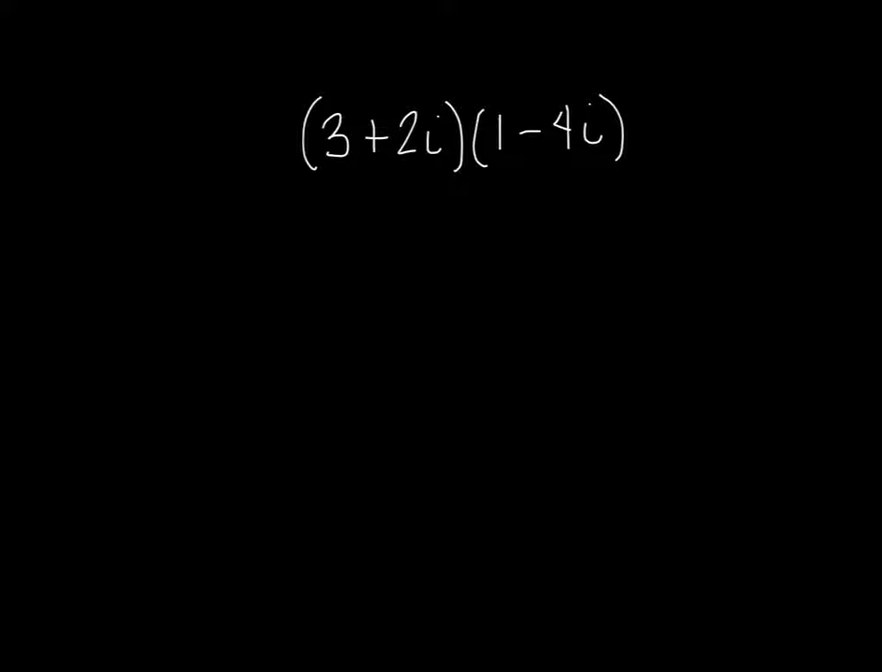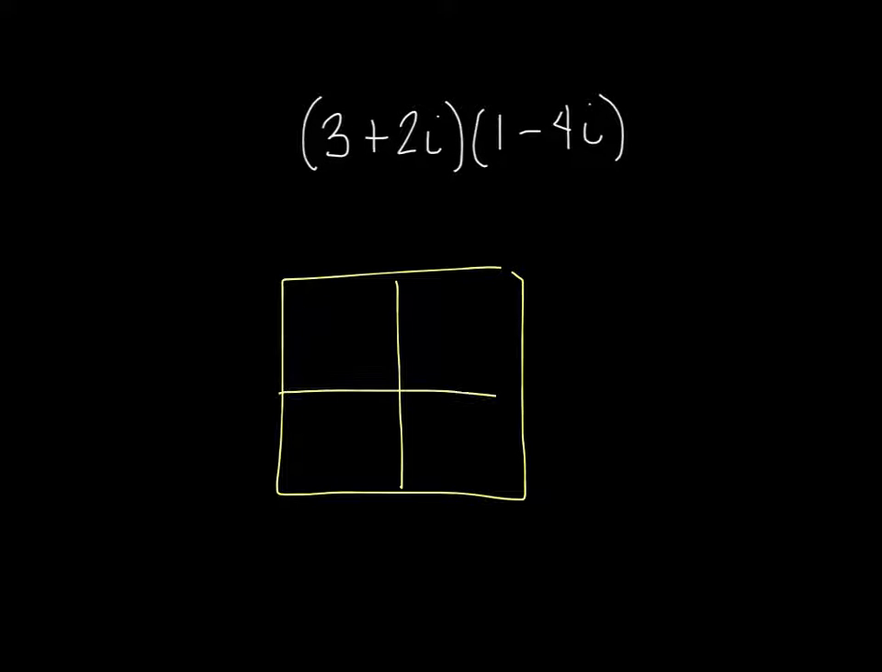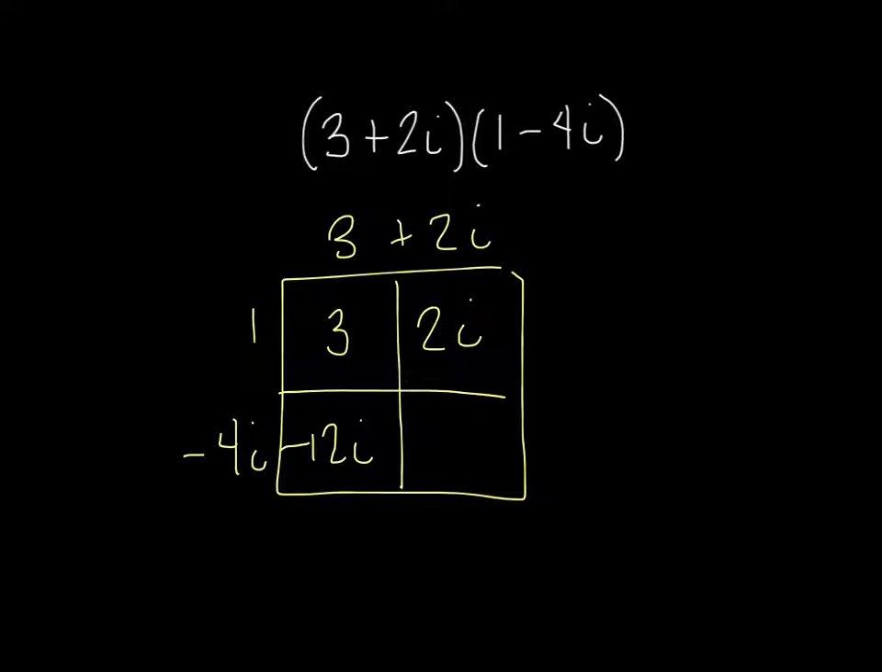So here we have an example of 3 plus 2i times 1 minus 4i. I like to use a box to set these up because it really organizes things for us. So we have 3 plus 2i and 1 minus 4i, and we multiply those out. 1 times 3 is 3, 1 times 2i is 2i, 3 times -4i is minus 12i, and -4i times 2i, this is where it gets interesting.